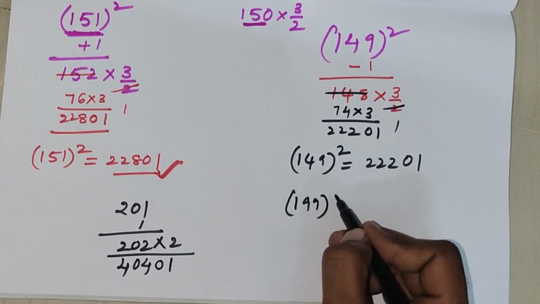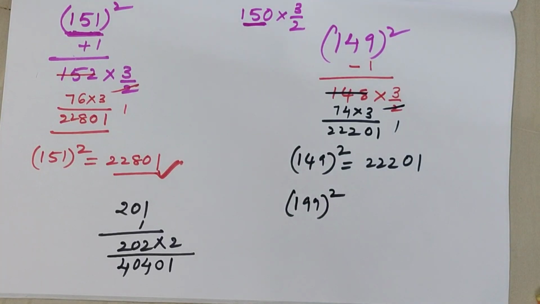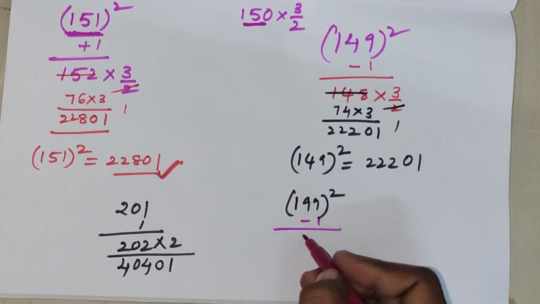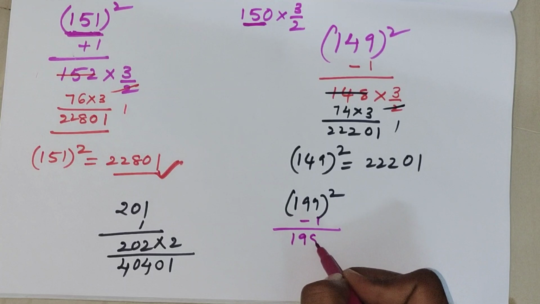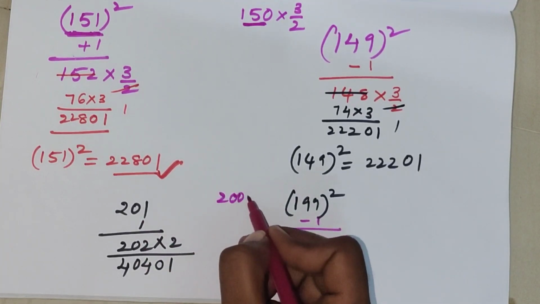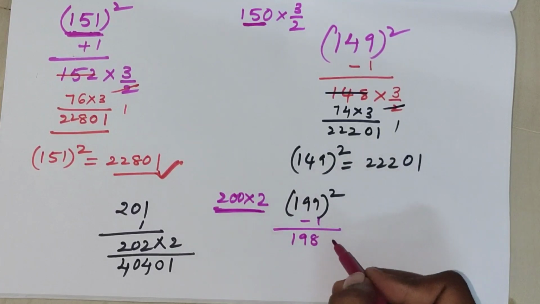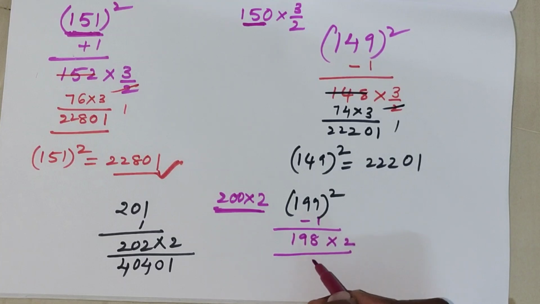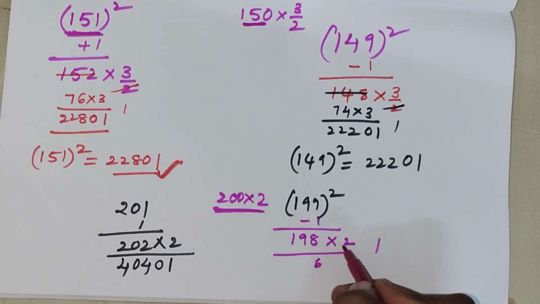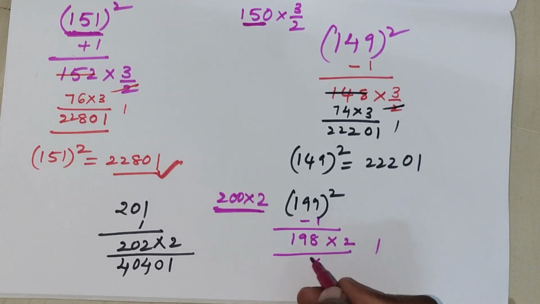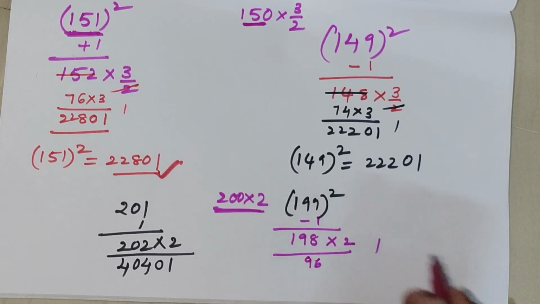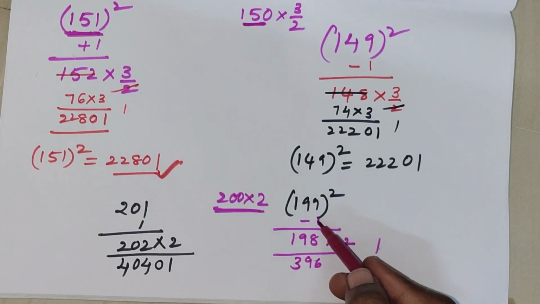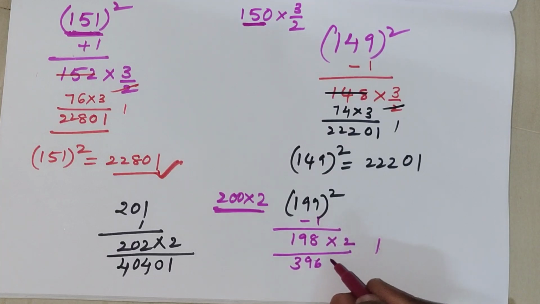Similarly, 199 is also nearest to 200. What am I going to do? Whenever it is less, we should go for subtraction. Minus 1. Then it will be 198. The base is 200, so we should go for multiplication with 2. That's why I am going to multiply with 2 here. If you multiply with 2, we get 2 8s are 16, 1 carry forward, and 2 9s are 18. 18 plus 1 is 19, 9 here. Again 1 carry forward. 2 1s are 2 plus 1, 396. And it is 1 less. Then we need to go with 1 square, that is 0 1.